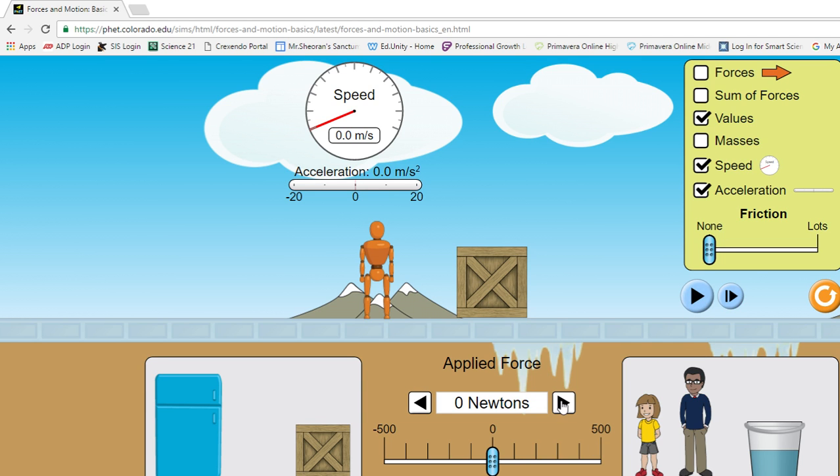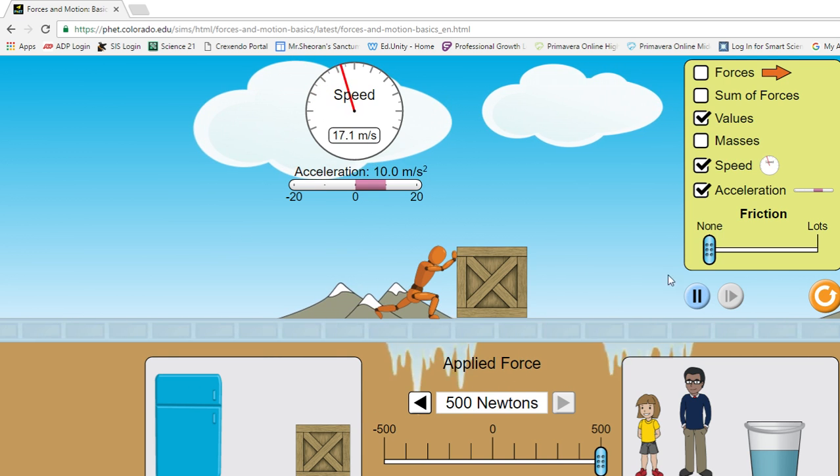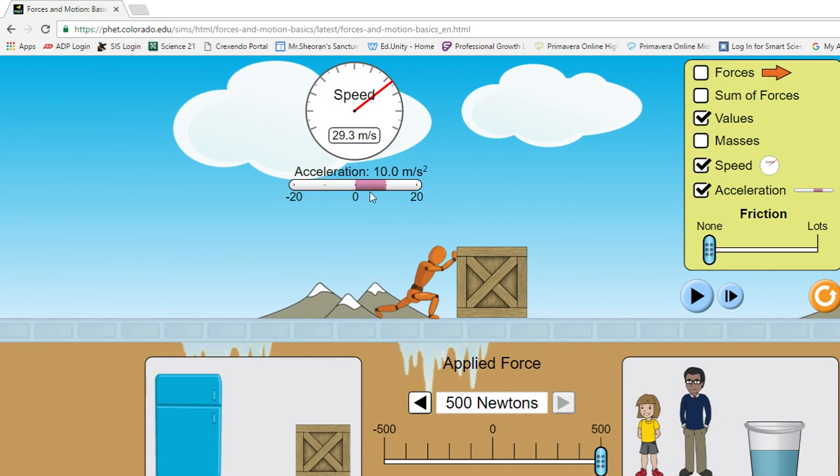So let me pause this real quick as I apply. I'm going to get us started with a little more traditional setup. I'm going to be applying a force to the right, so in the positive direction. I should see a positive acceleration, and we should see a positive velocity. And sure enough, that's the case. Acceleration is positive, so it means it's moving towards the right, and the speed is following quickly behind it.